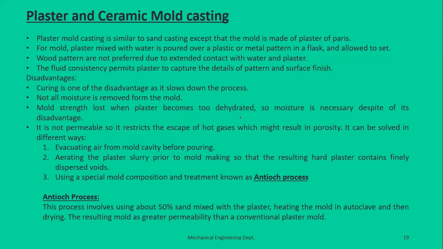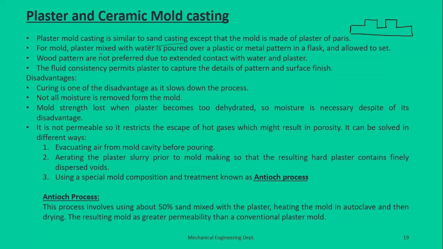So the last type of expandable mold casting is the plaster and the ceramic mold casting. They are similar to sand casting. The only difference is the composition of the mold material that we are using in the case of the plaster and the ceramic mold. In plaster mold casting, we use plaster of Paris as the mold material, and the plaster is mixed with water and poured over a plastic or metallic pattern. So let's suppose we have the metallic pattern here.